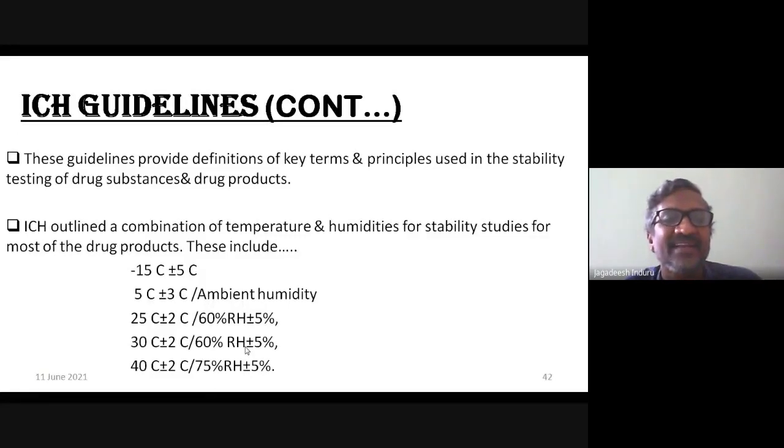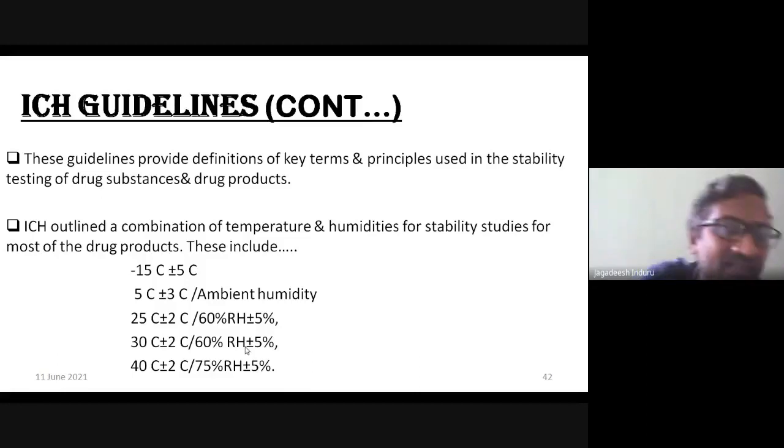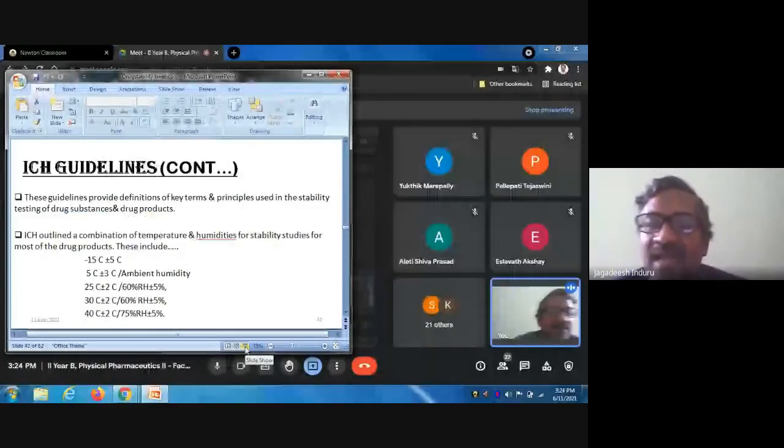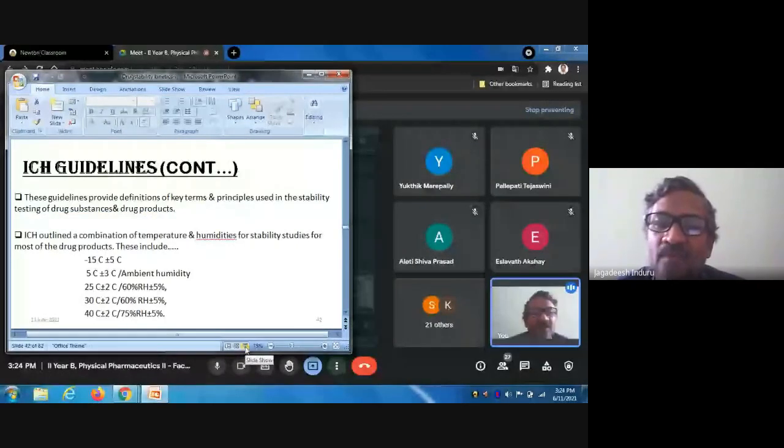So one is minus 15 degrees centigrade plus or minus 5 degrees centigrade, 5 degrees centigrade plus or minus 3, 25 degrees centigrade plus or minus 2 with 60% RH, that is relative humidity. Relative humidity, you have already learned in engineering. Relative humidity is actual humidity divided by saturation humidity into 100. So we calculate the actual humidity by either the dew point or the psychrometric chart.